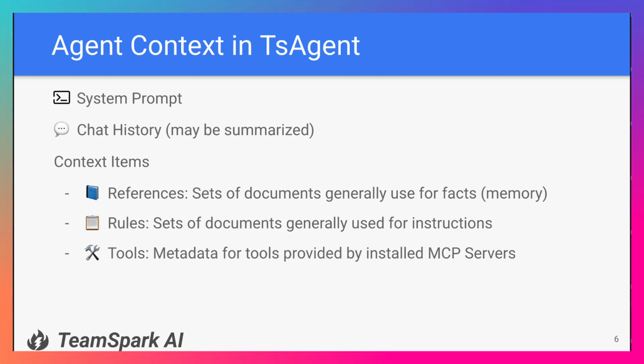We have rules, which are documents generally used for instructions to tell the model how to do something. It might include things like what your preferences are. And then we have tools, which is the metadata for any tools provided by MCP servers. So it'll be the tool name, description, parameters, that sort of thing. So all of these things represent all of the potential available context that we could send with any given request.